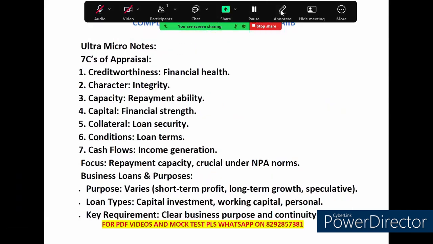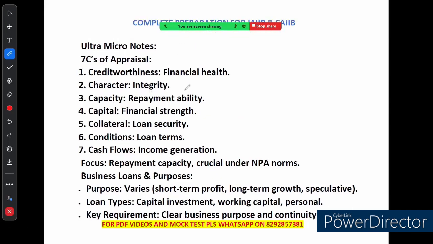Now let's talk about the 7 C's. The first is credit worthiness. How healthy are your finances? Next is character. Do you have integrity? Next is capacity. Can you repay the loan? Capital means how strong is your financial base? Collateral. What security are you offering? Condition. What are the loan terms? Cash flow.